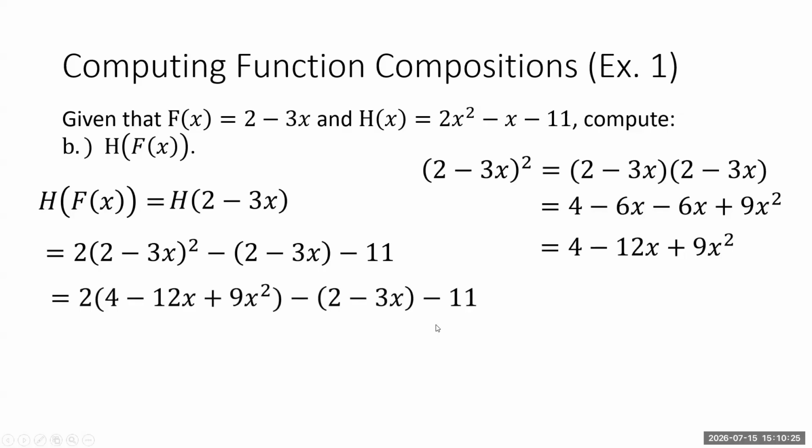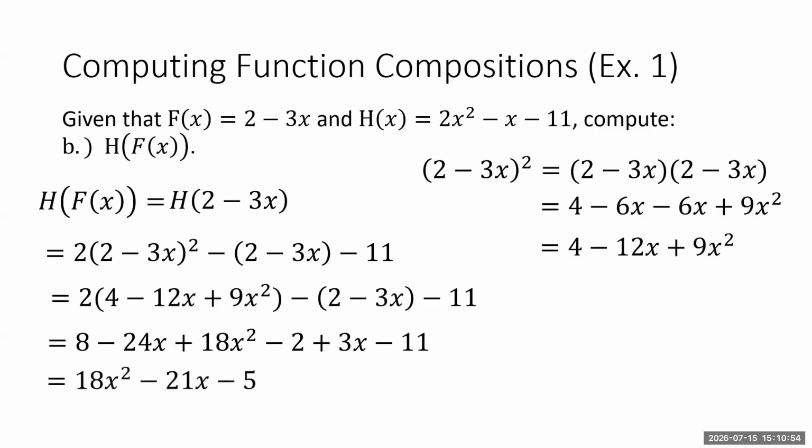Now observe that that is still being multiplied by 2 as the first term in my composition. So I have 2 times the quantity, 4 minus 12x plus 9x squared, minus the quantity, 2 minus 3x, minus 11. After utilizing the distributive property, I have 8 minus 24x plus 18x squared, minus 2 plus 3x minus 11. Observe that the minus 2 plus 3x came from distribution of the negative. Next, after I collect and reorient my terms, I have 18x squared minus 21x minus 5.